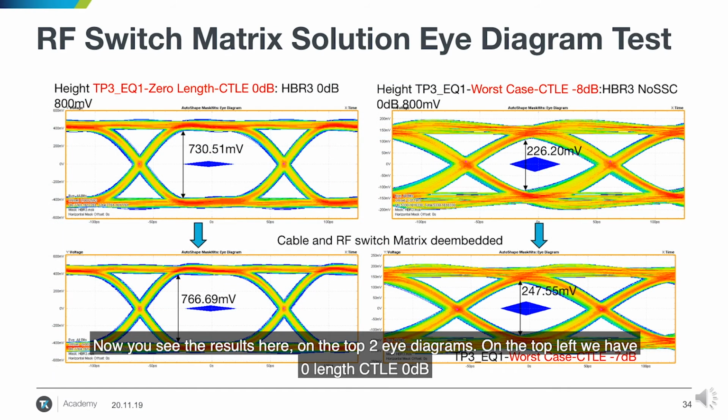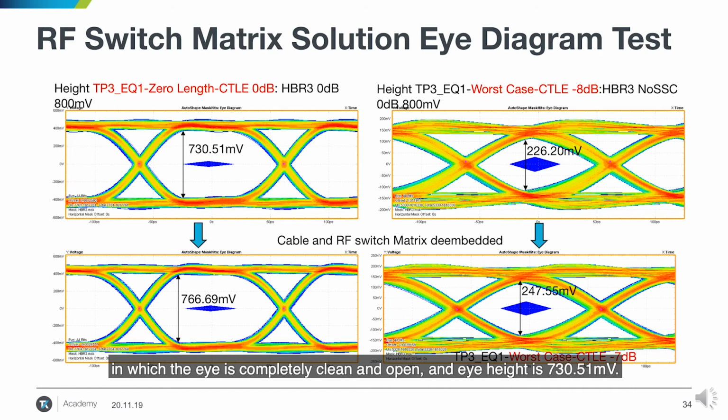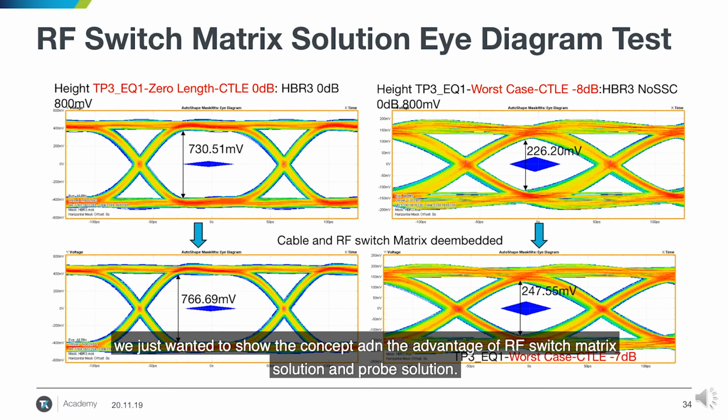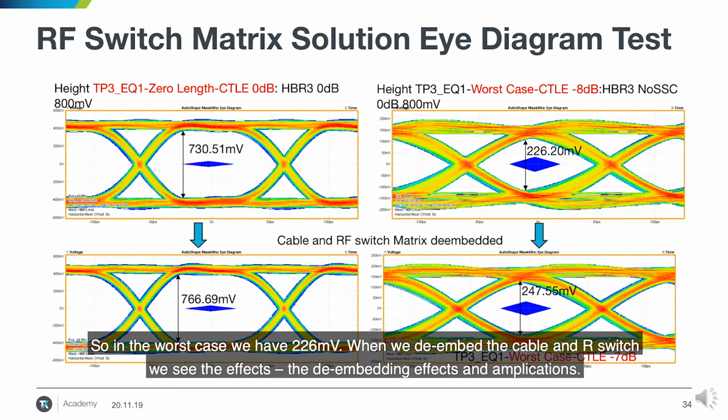Now you see the results here on top, two eye diagrams. On top left we have 0 length CTLE 0 dB, where the eye is completely clean and open, and eye height is 730 millivolts. And on the right side the worst case is simulated with -8 dB, and in all measurements we didn't turn on the SSC. We just wanted to show the concept and the advantage of the RF switch matrix solution and probe solution. So in the worst case we have 226 millivolts.